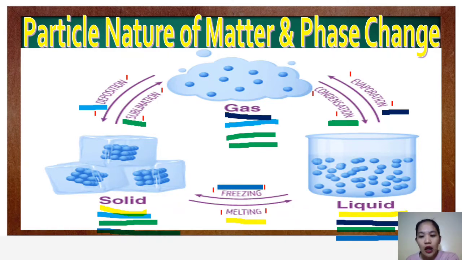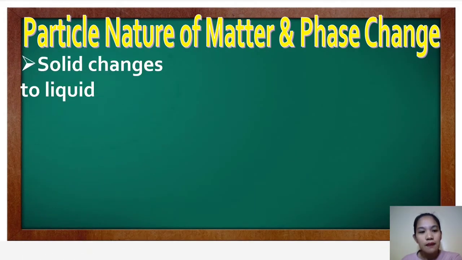Okay, so let us see if matter undergoes phase change, what will happen to the nature of the particles. So let us discuss it one by one so that we can describe what will happen to the nature of the particles if solid will change into liquid, liquid will change into gas, and gas will change into solid, or the other way around. Okay, so let us discuss first melting. For the melting process, how do we describe melting? When solid changes to liquid, we call it melting.